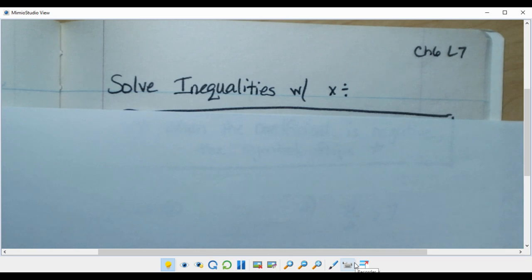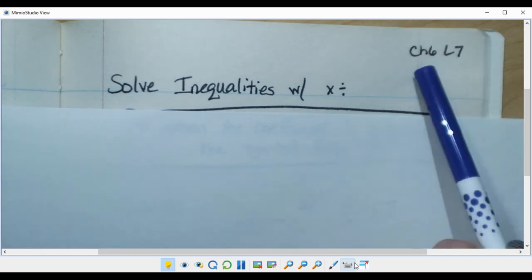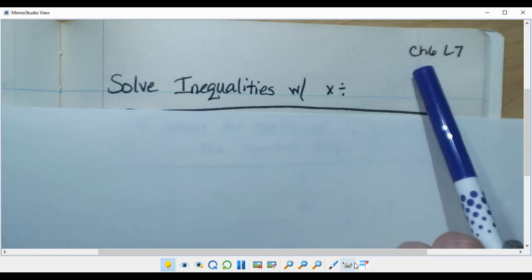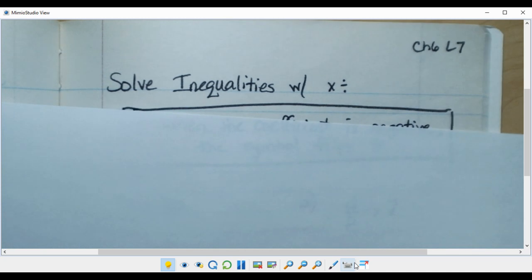So we're going to continue today solving inequalities. Today we're going to do one step with multiplication and division. If you need to look it up, it is chapter 6, lesson 7 in your book. Now, throughout all of this, I've said they get done the same way, and that's still true for solving with multiplication and division.